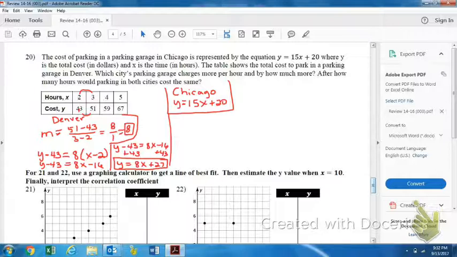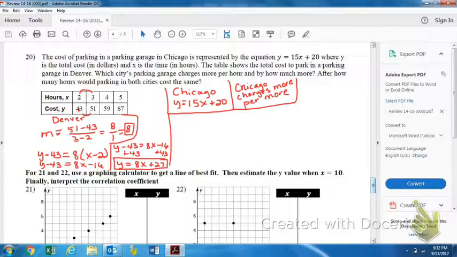And so then let's look at the directions. It says, which city's parking garage charges more per hour? Chicago charges more per hour because it's $15 for every hour, and Denver charges $8 for every hour. So Chicago charges more. Let me erase that. Chicago charges more per hour. There's only an hourly charge that it's more.